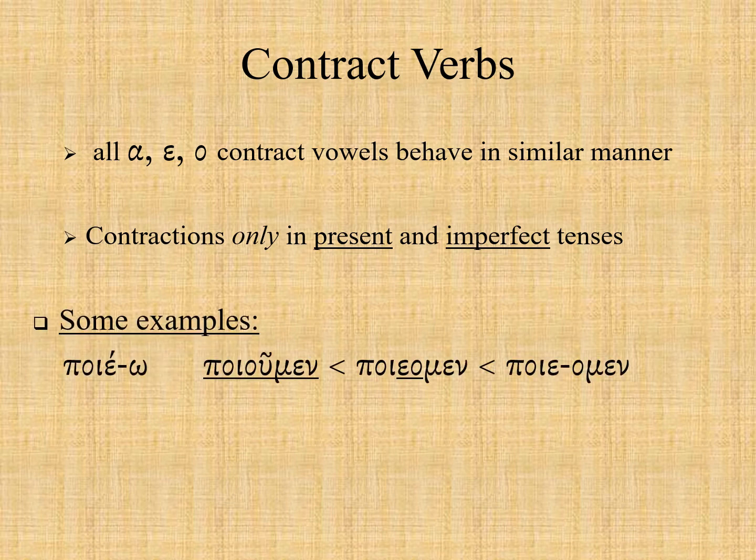So here are some examples. Here we have the verb poieo, and the final form of the first person plural would be poioumen. Notice that contraction here. If we work our way back from the stem poie, to which the omen is connected, epsilon and omicron collide here, and out of that collision and contraction becomes omicron upsilon.